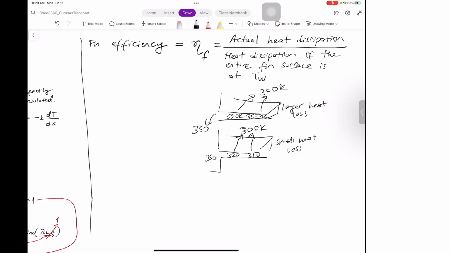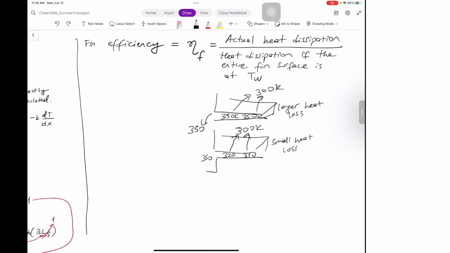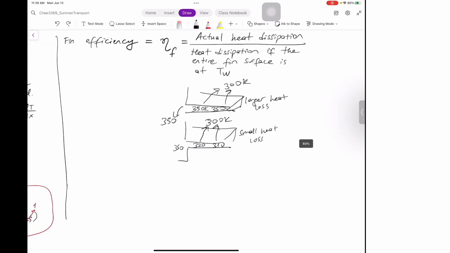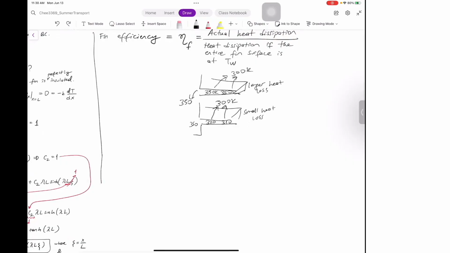So the most ideal case would be that the conduction in the fin is so large that the entire fin is at almost the same temperature as the wall. It would be the most ideal case, and the deviation from this ideality is just the efficiency. If you're close to the ideal, you get 100% efficiency. If you're away from the ideal, you have smaller than 100% efficiency. Let's calculate the fin efficiency with the parameters given.